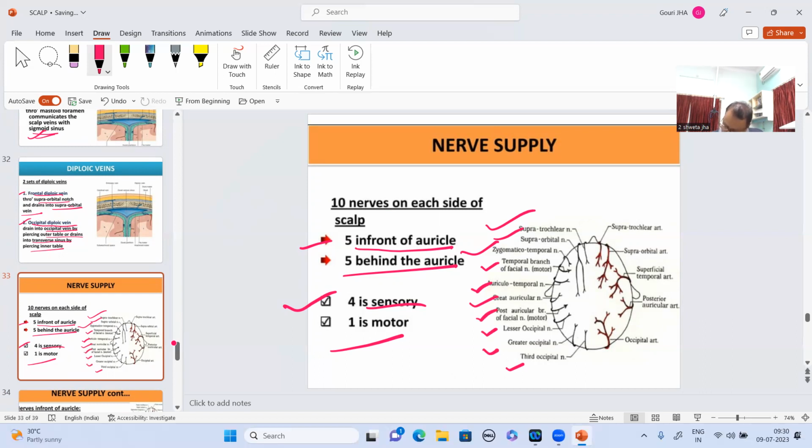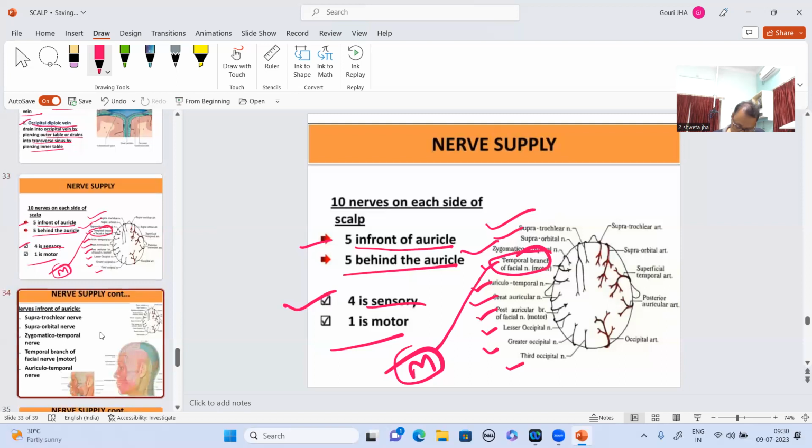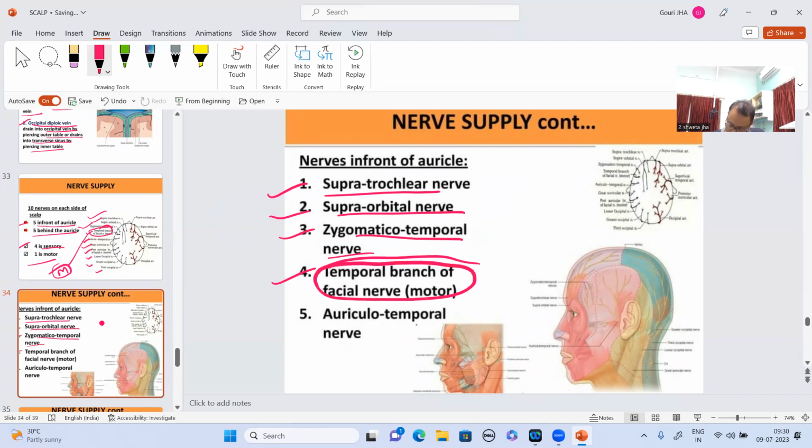Among all those, the one which we have just read, the temporal branch of the facial nerve, is actually motor. The remaining nerves are all sensory. So in front, we have got the supratrochlear nerve, supraorbital nerve, zygomaticotemporal nerve, and the temporal branch of the facial nerve, which is a motor one. And the auriculotemporal nerve over here.